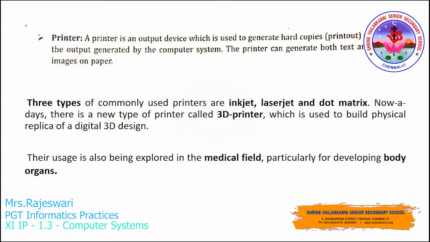So whatever documents or images that you see on the monitor, everything can be printed with the help of the printer. And already we have discussed what a hard copy and a soft copy is. The contents which you see on the screen are nothing but a soft copy, and the contents which you print on the paper are nothing but a hard copy, that is the printout. So this printer can help us to generate both text and images on the paper.